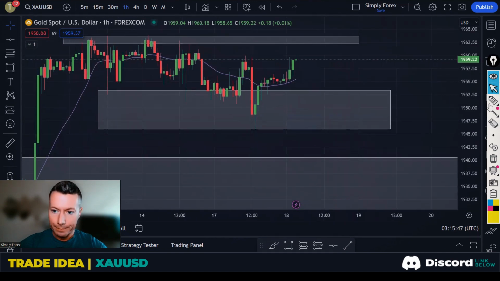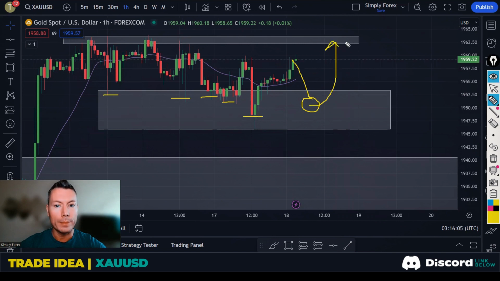So this is the H1 chart, guys. First of all, price could retrace into this grey zone somewhere. Price has reacted here, here, here, here, here. So in this grey zone, if we get a bullish reaction, we can start buying this pair.